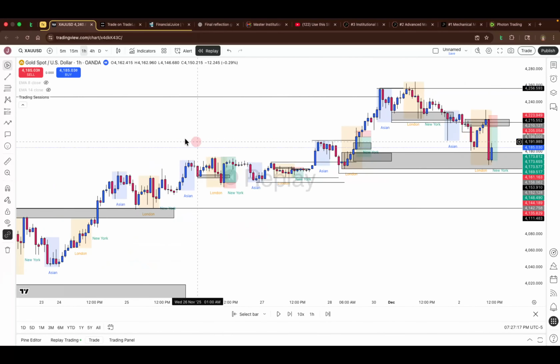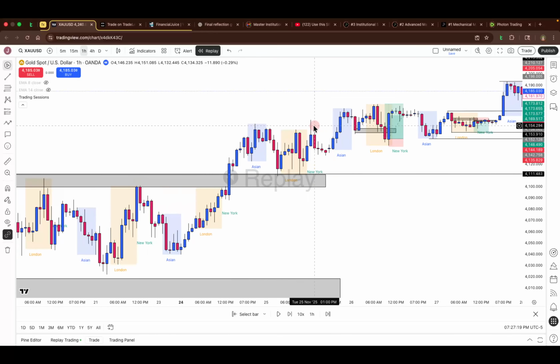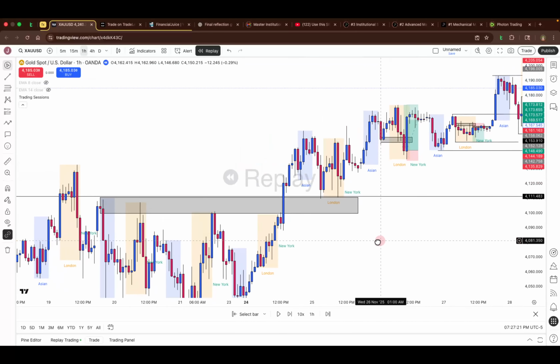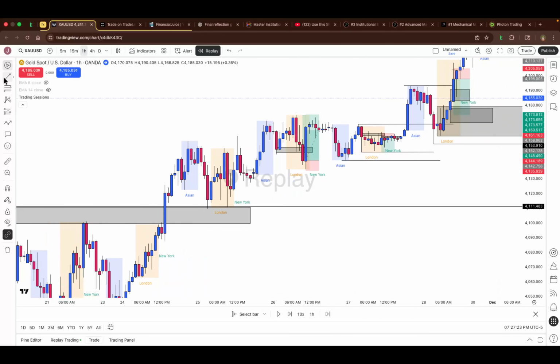All right, so next session, we see price take out this high. Of course, we're analyzing this right before a New York session opens. From 9:30 to 11 is when we trade, so as we're analyzing this, we know all of this already happened. So we see a break of structure again.